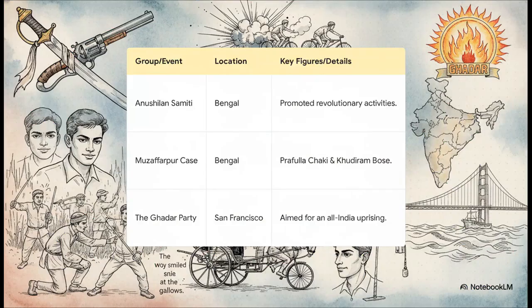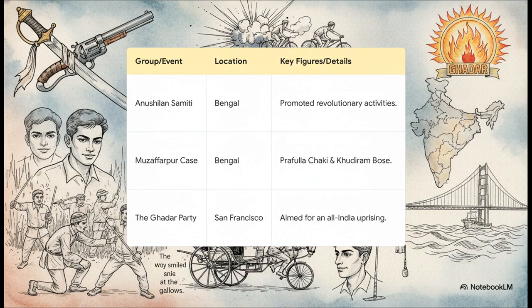So, frustrated with how slow everything was moving, secret revolutionary societies started popping up, especially in Bengal. Groups like the Anushilan Samiti began training young men for an armed struggle, and this led to political assassinations. The most famous case happened in Muzaffarpur in 1908. Two young revolutionaries, Prafulla Chaki and Khudiram Bose, tried to kill a notoriously brutal British magistrate.